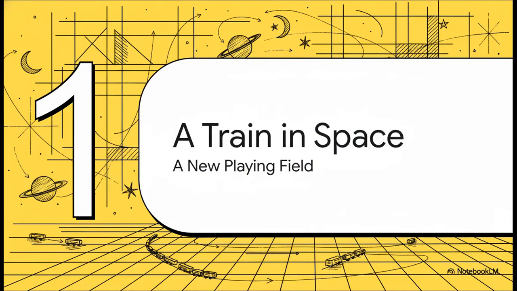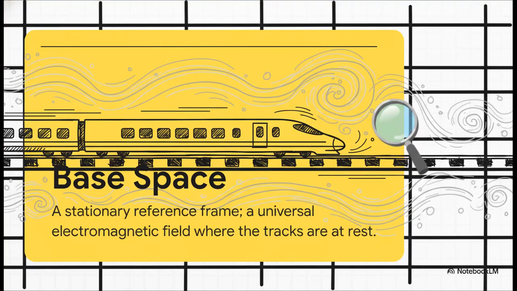All right, first up, a train in space. See, if we're going to analyze this classically, the author says we need to set up a totally new playing field. We need, like, a universal, perfectly still backdrop that everything else moves against. And they've got a name for it, base space. Just picture it as this absolute, totally unmoving grid, a universal electromagnetic field where the train tracks are just sitting there, completely at rest.